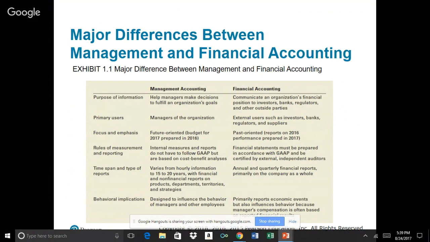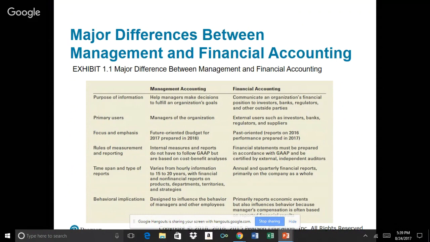The focus and emphasis in management accounting, we are looking at the future. In management accounting, we're looking at, okay, should we continue to make this product or not make this product? Should we step into a new area of products to make or not? Things like that. What are we going to be doing in the future? Whereas in financial accounting, we're always reporting on the past. How did we do? What kind of revenues did we have? What kind of expenses did we have?